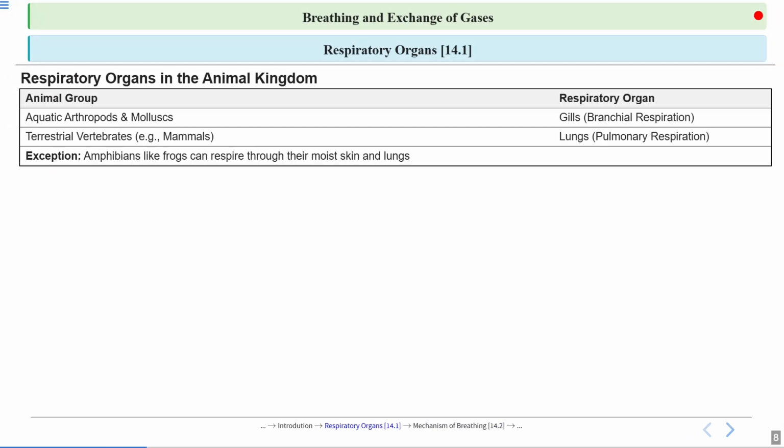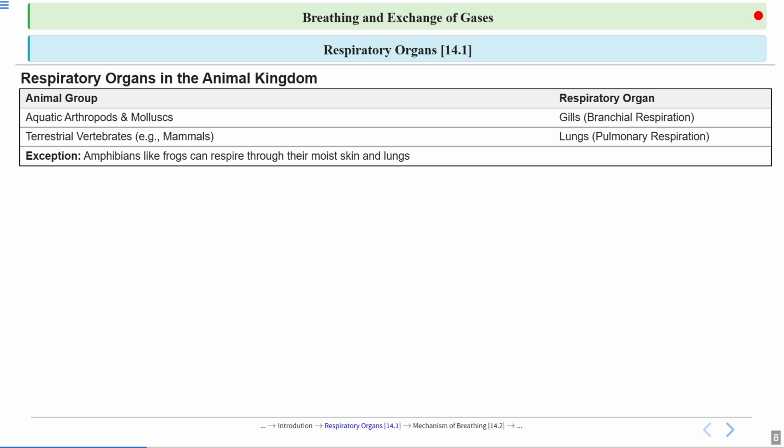Okay, now in aquatic arthropods and mollusks, gills are present, and when the exchange of gases occurs through gills, it is known as branchial respiration. Then in terrestrial vertebrates, terrestrial meaning organisms which live on land, for example mammals. Human is a mammal. Here the respiratory organ is lungs, and when the exchange of gases occurs through lungs, it is known as pulmonary respiration. So you should remember all of these scientific terms.